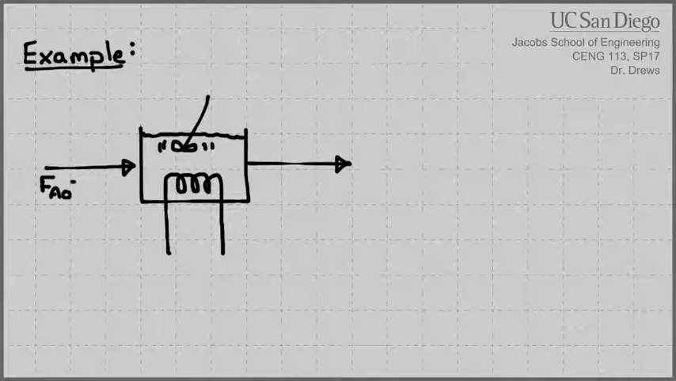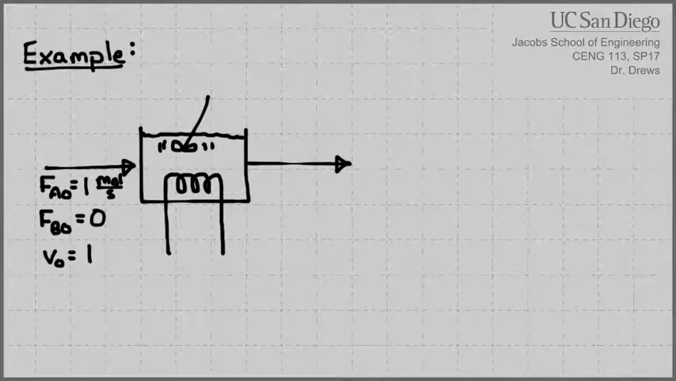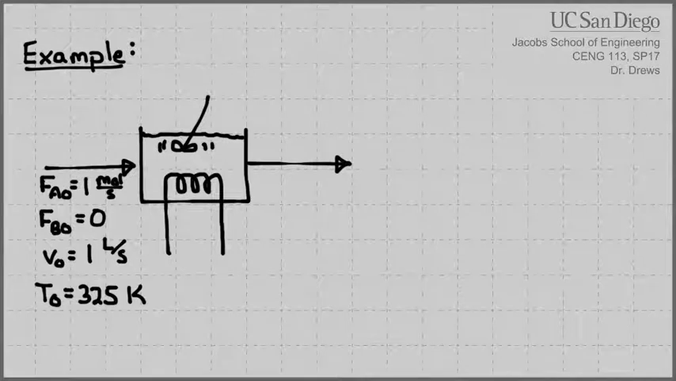And that's about it. To make this about as simple as possible, we're going to say that the flow coming in of FA naught is 1 mole per second. We're also going to say that there is no B coming in, so FB naught is 0. It's going to come in at a volumetric flow rate of 1 liter per second. We're just going to pick a temperature coming in, T naught, of 325 Kelvin. The volume of our reactor, V, is going to be 1 liter.